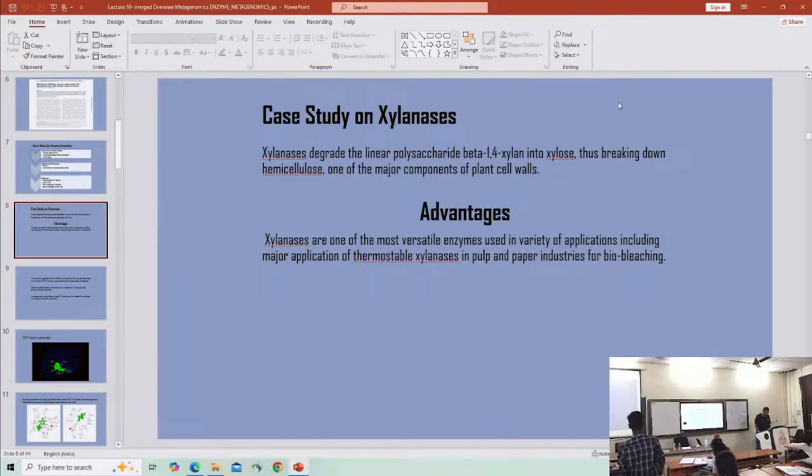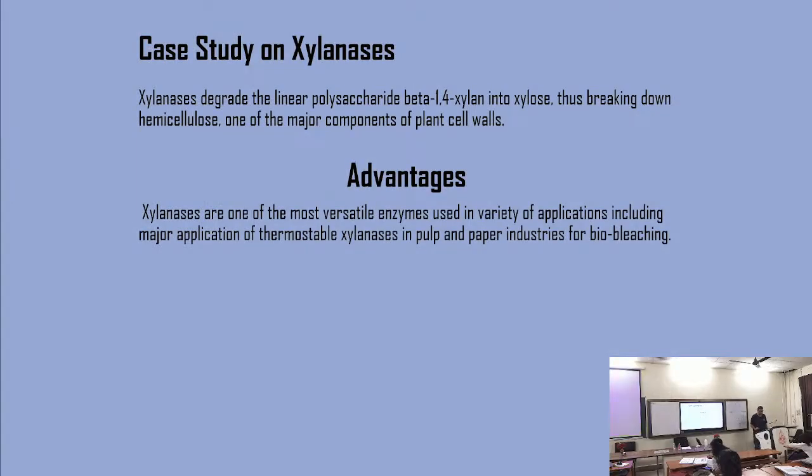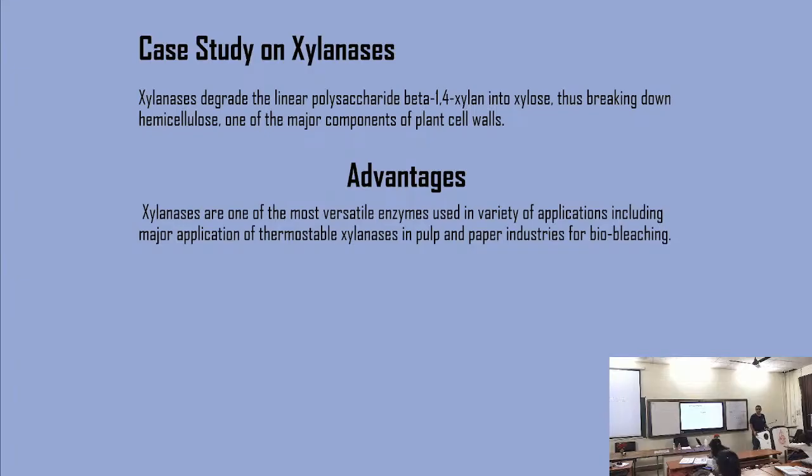So we told you about the xylanase. Xylanases are very versatile enzymes which are used for pulp and paper industry, and you can see that these enzymes are also useful for bleaching of the pulp. So what we did is that we tried to see all the xylanases from Thermomyces lanuginosus, and the study which we made was based on how this xylanase can be improved.